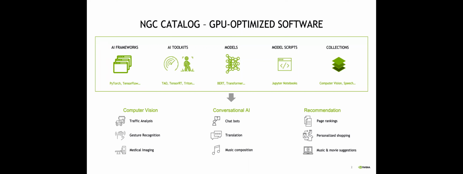Here we have 5 categories of things that you can find within the NGC catalog. And the catalog is where the website will drop you when you actually go to NVIDIA's NGC website. Starting on the left here, I know we had some mention of this earlier. We have our AI frameworks available as containers inside of NGC.